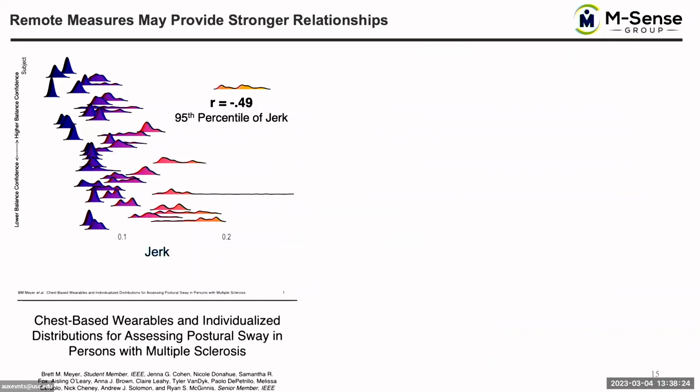But what we do see is that some remote measures may actually provide stronger relationships. So this is data from a postural sway assessment in a clinic. This is jerk, your postural sway measure here. These are subject-specific distributions computed from a standing balance assessment that our patients engaged in. Each line is a patient. And we see that there's a moderate relationship between jerk and balance confidence amongst these patients.